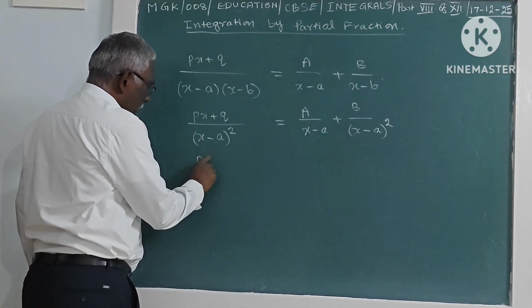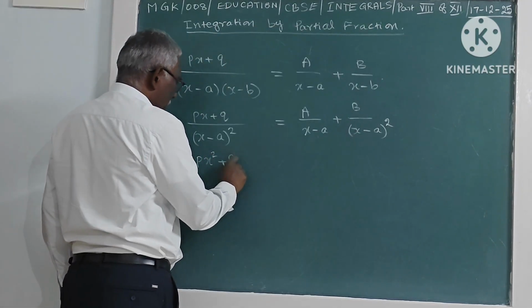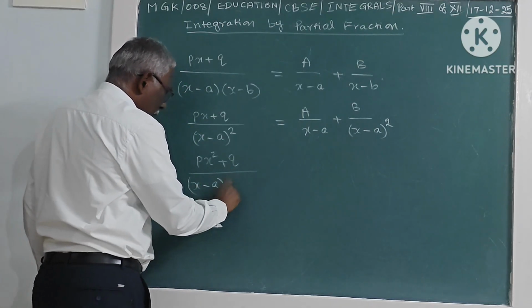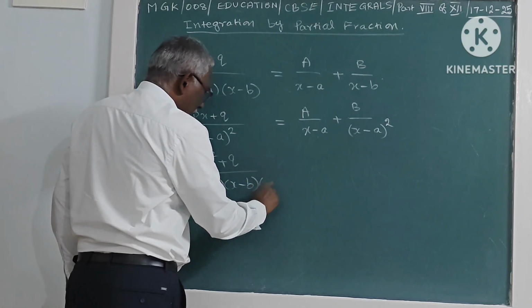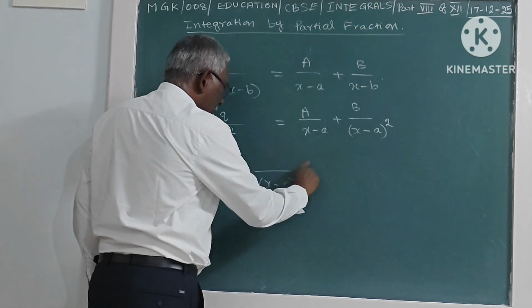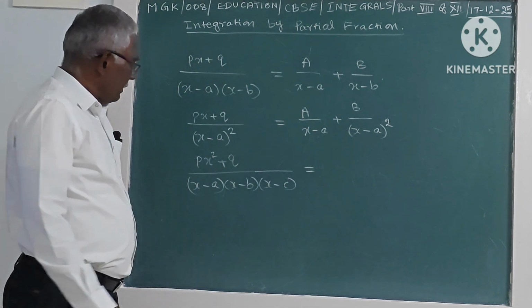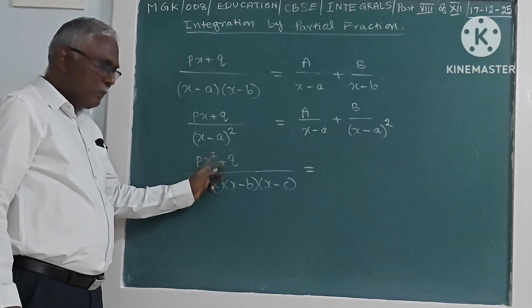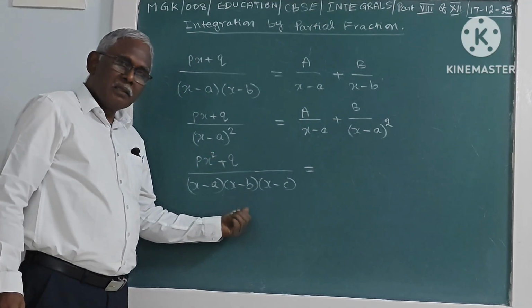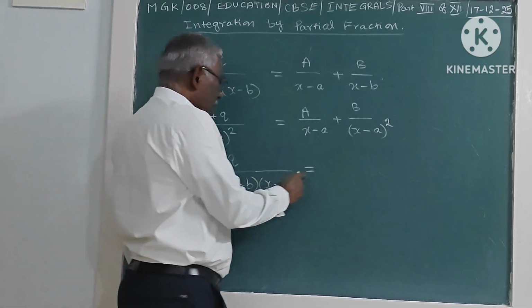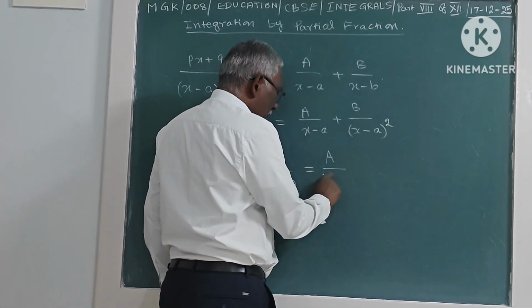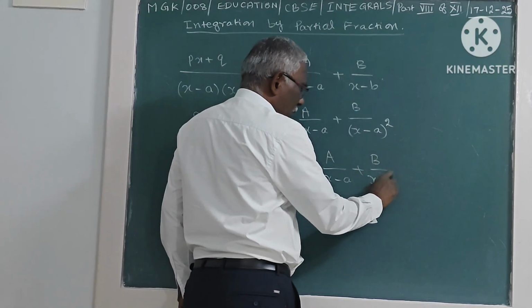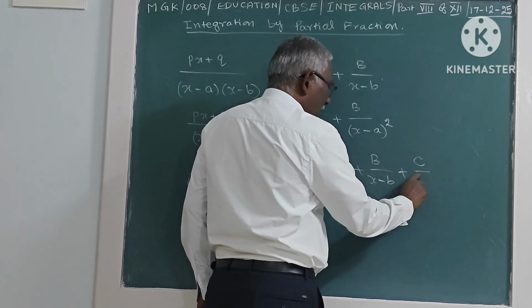Suppose (px square plus q) by (x minus a) into (x minus b) into (x minus c). Again this is a proper fraction only. Degree of numerator is 2, degree of denominator is 3, it is a proper fraction. So we can write this as A by x minus a plus B by x minus b plus C by x minus c.